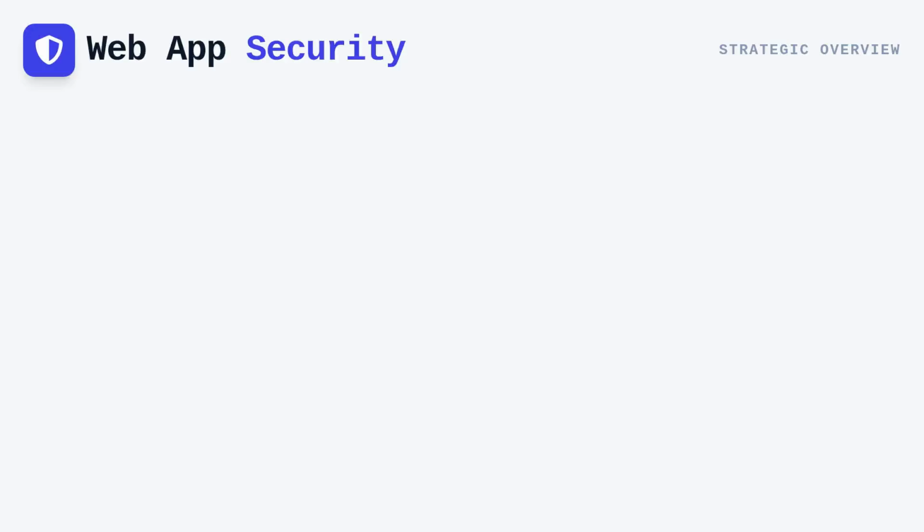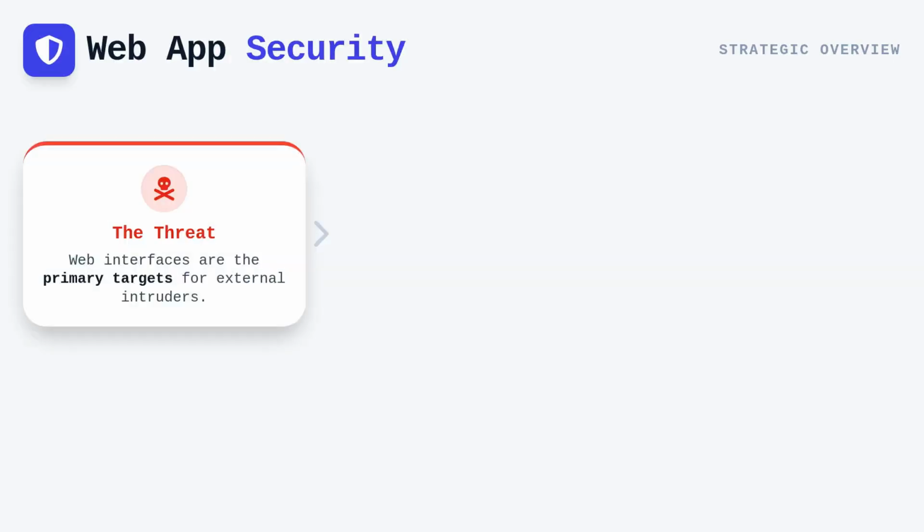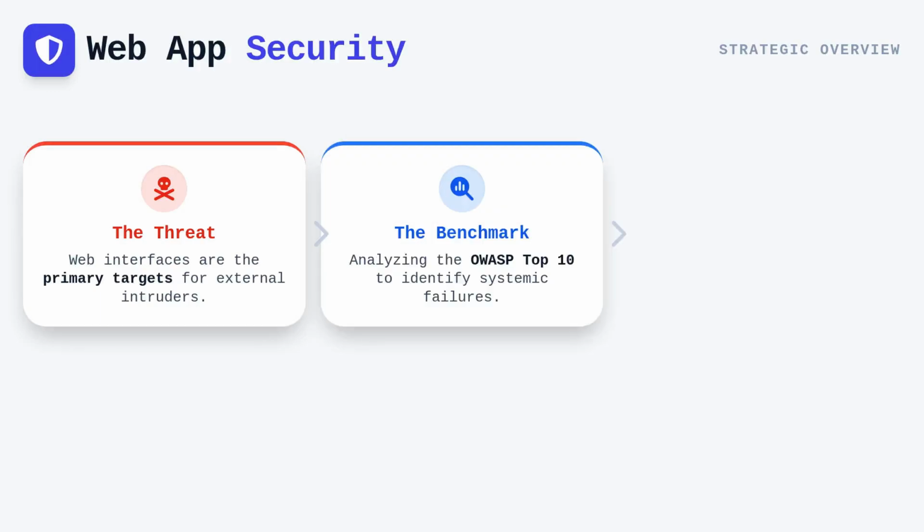Web applications are the primary interface for most modern business services, which unfortunately makes them the most frequent targets for external intruders. We begin by analyzing the OWASP Top 10 list, a benchmark document that categorizes the most critical security risks facing web applications today. This list provides a structured way to understand how attackers exploit common weaknesses in code and configuration to gain unauthorized access or exfiltrate sensitive data.